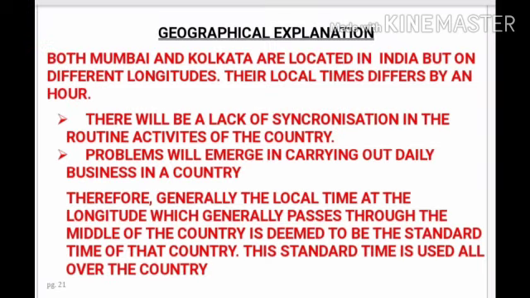Geographical explanation. Both Mumbai and Kolkata are located in India but at different longitudes. Their local times differ. So children, what is the difference between the time of Mumbai and Kolkata? Do you think this difference will make any difference in the life of people? Yes, definitely it will make a difference.